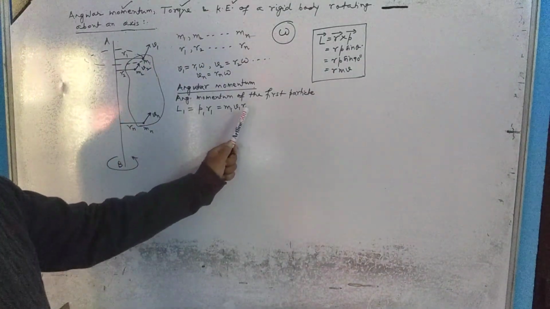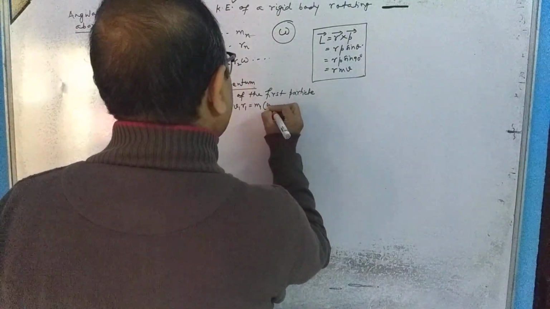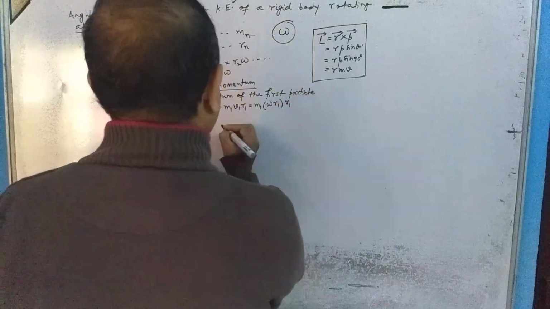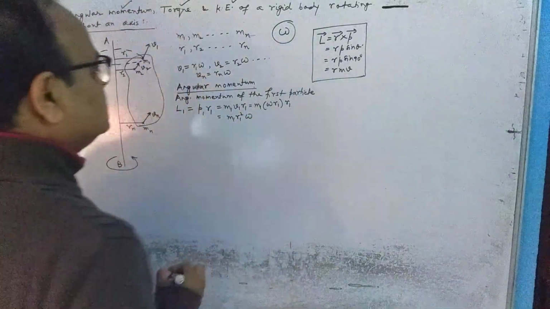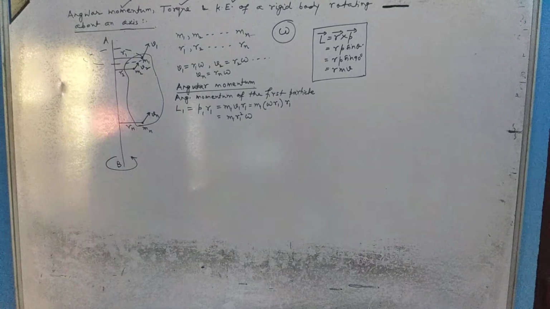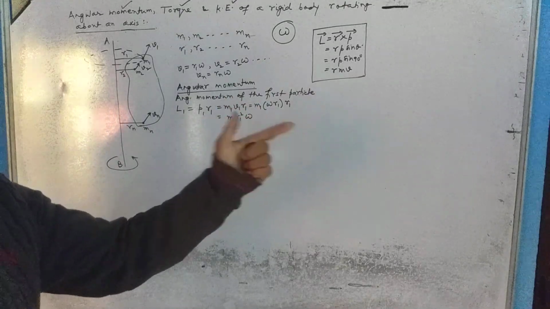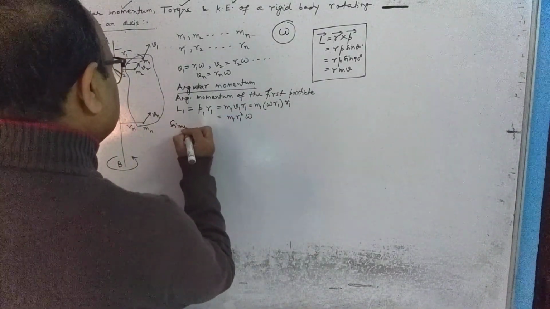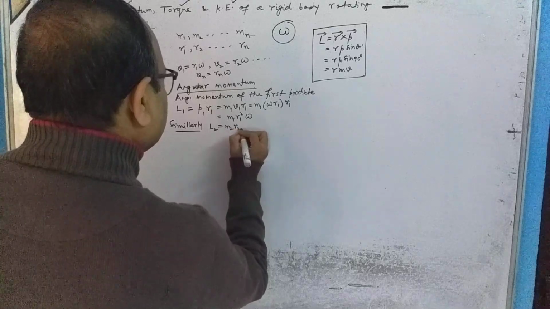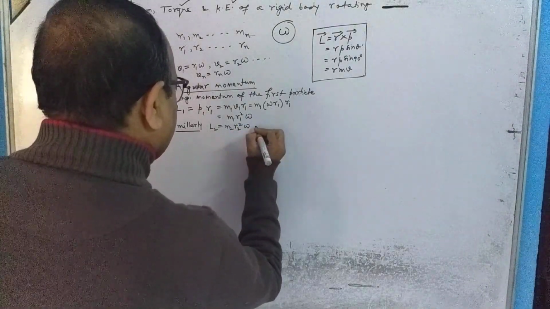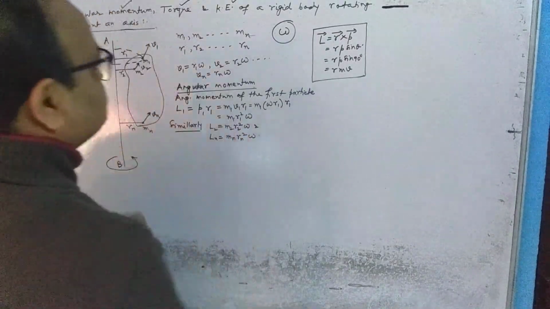So m1 v1 r1. Then how much it will be? It will be m1, v1 is omega r1, into r1. Or we can write this is equal to m1 r1 square omega. Look. So obviously if L1 is equal to m1 r1 square omega, then similarly L2 is equal to m2 r2 square omega, and Ln is equal to mn rn square omega.